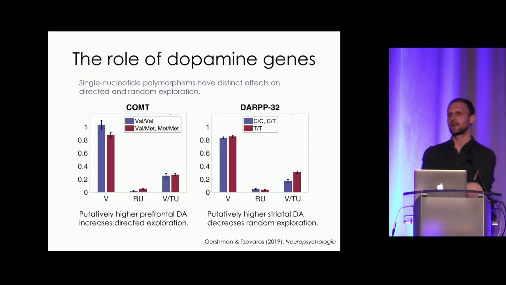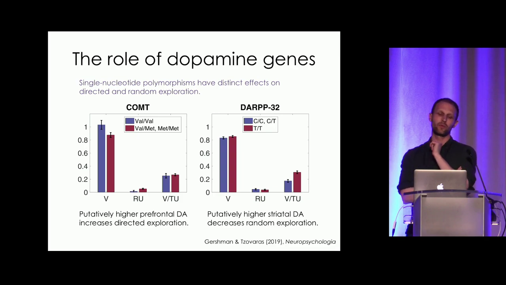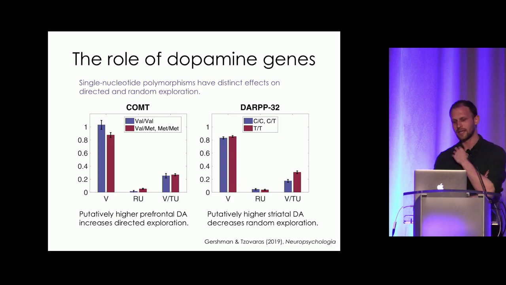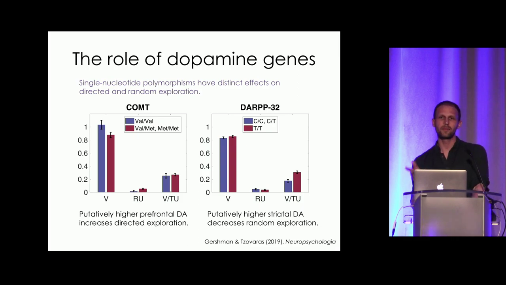I want to tell you a little bit more about other applications that we've used this task for. So one area where relative uncertainty has been studied before is in the role of dopamine genes. In particular, Michael Frank has used single nucleotide polymorphisms, particularly COMT and DARPP-32, to study the effects of differences in dopamine genes on human behavior and reinforcement learning tasks. And in particular, in some of his past work, he showed that COMT is predictive of this relative uncertainty bonus that you get. And we replicate that effect where we see that COMT is driving relative uncertainty, and then we actually get an effect on DARPP-32, which is correlated with total uncertainty.